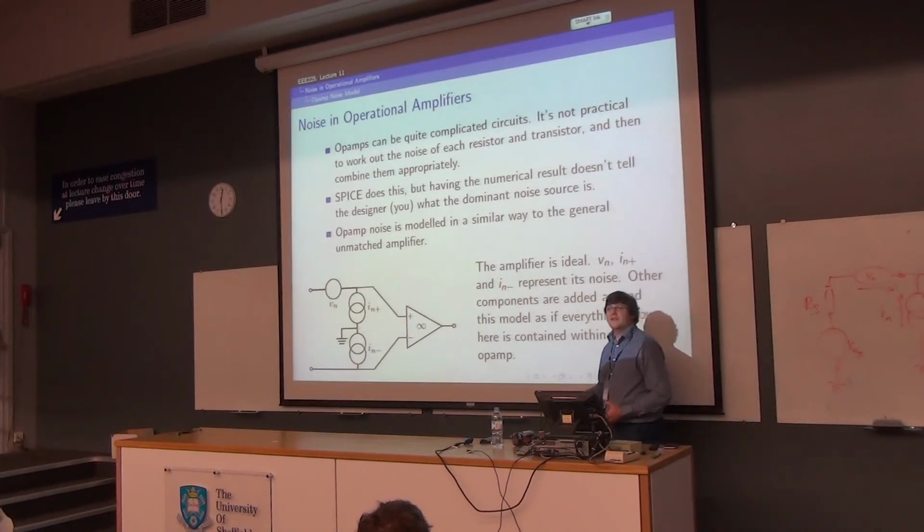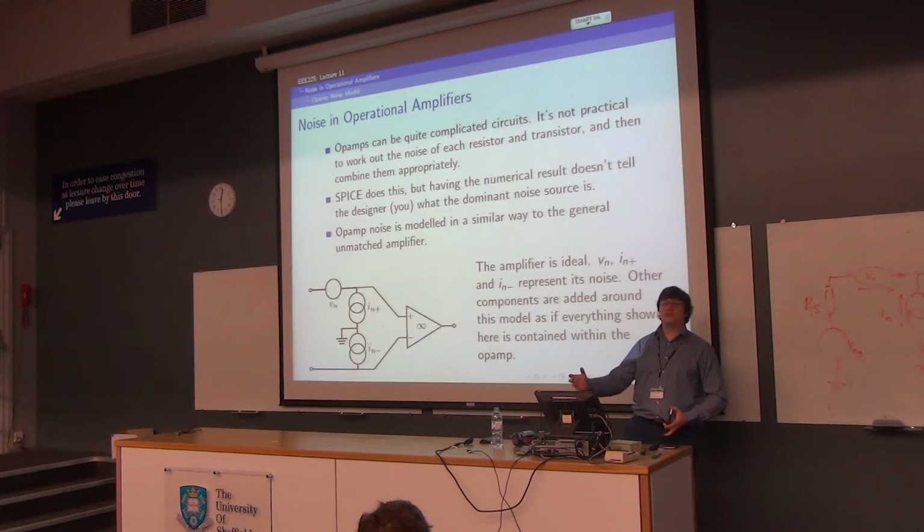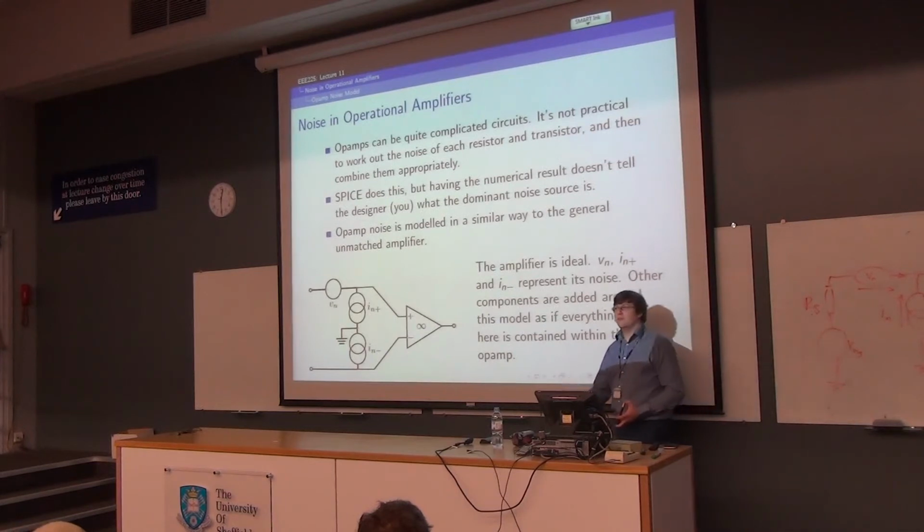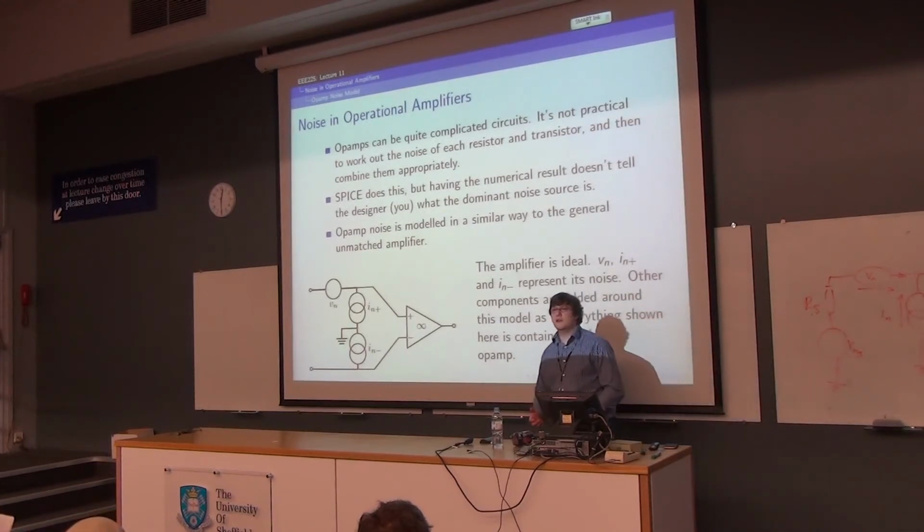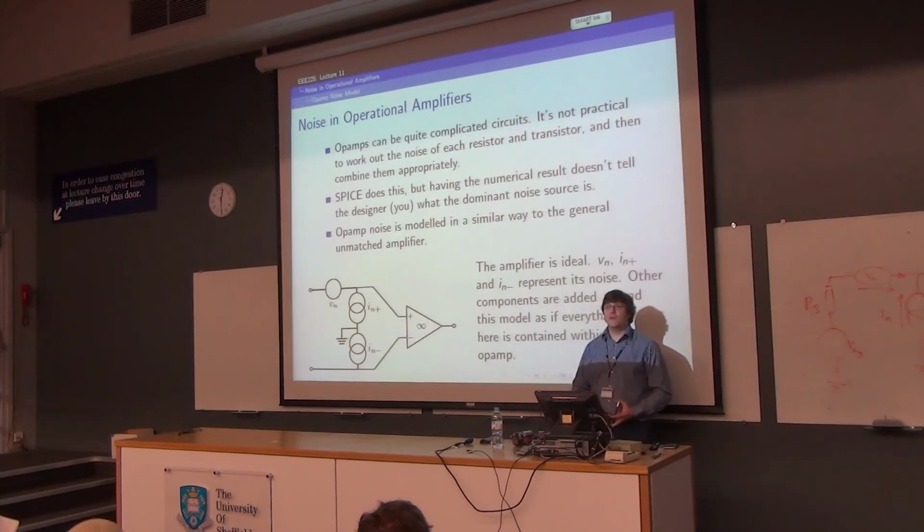Spice will do that. It just puts it all into a massive matrix and crunches the numbers for you and gives you an answer. And it'll tell you the noise output is this much at such and such a node. Brilliant. The only thing it can't tell you is the really important bit. What is the dominant cause of that noise?